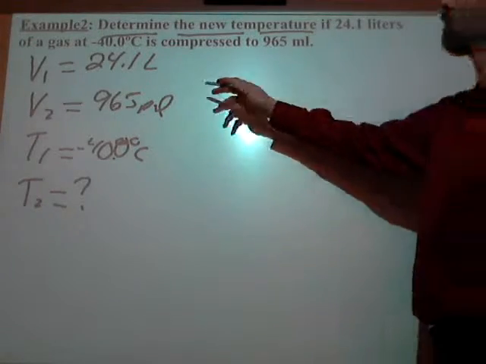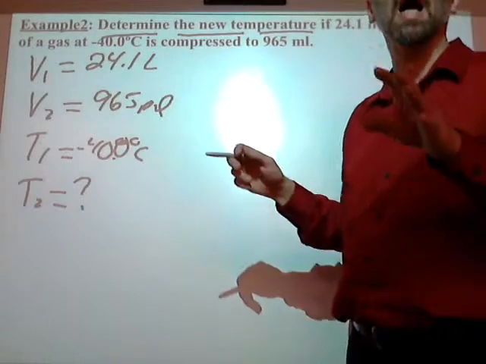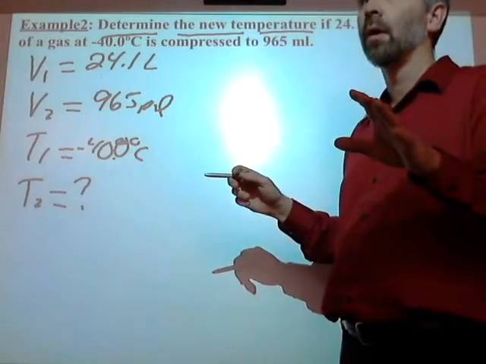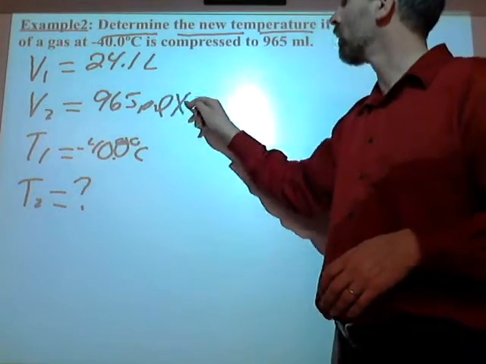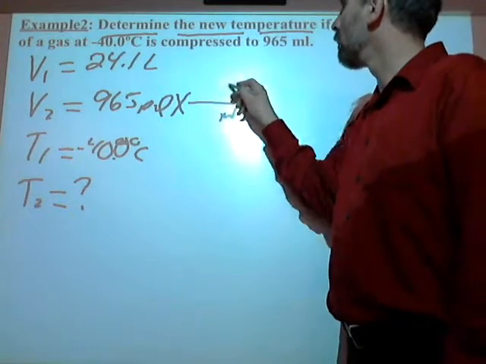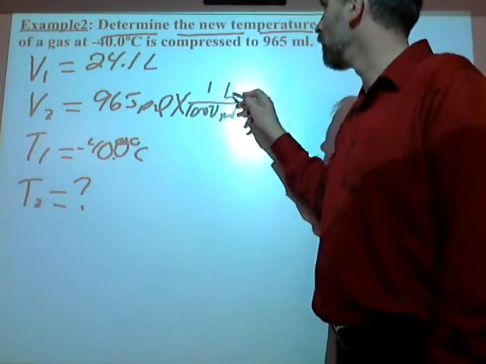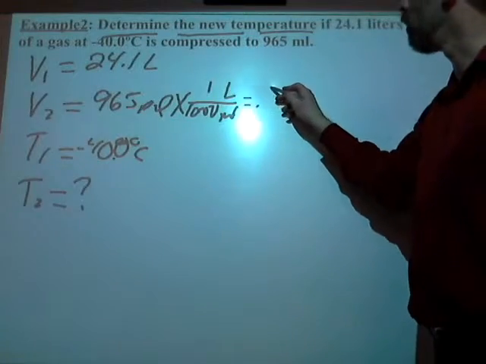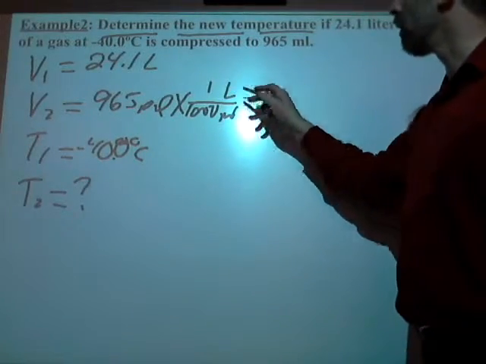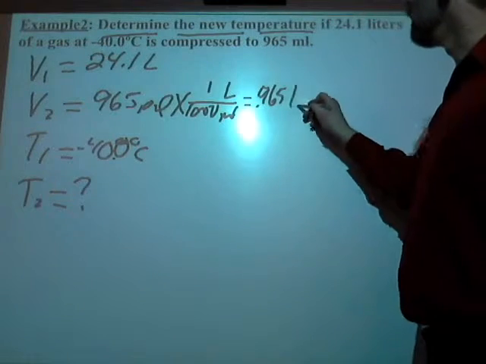I got milliliters and liters. I got to change those. It does not matter which way you do these. I can convert this one to milliliters, or I can convert this one to liters. I'll convert this one to liters. Milliliters on the bottom, liters on the top. 1 liter contains 1,000 milliliters. Dividing by 1,000, I'm going to move 3 spaces, 0.965, making it smaller because I'm converting to liters.